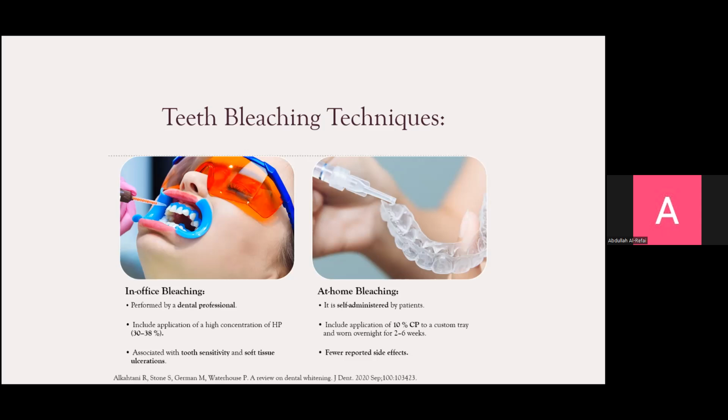However, at-home bleaching, usually administered by the patients themselves, includes application of 10% carbamide peroxide. Here we use a lower concentration of hydrogen peroxide or carbamide peroxide. We apply the bleaching agent into a custom tray, and we instruct the patient to wear the custom tray overnight for 2 to 6 weeks. This technique is associated with fewer reported side effects, as we said, because we use a lower concentration of bleaching agent over a longer period of time.